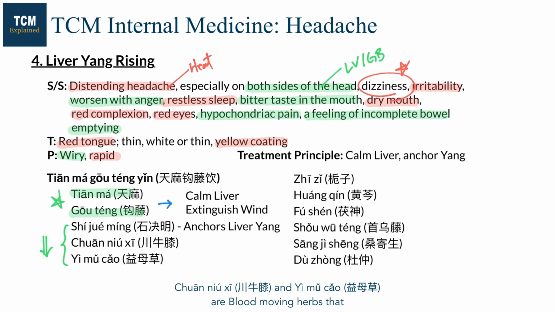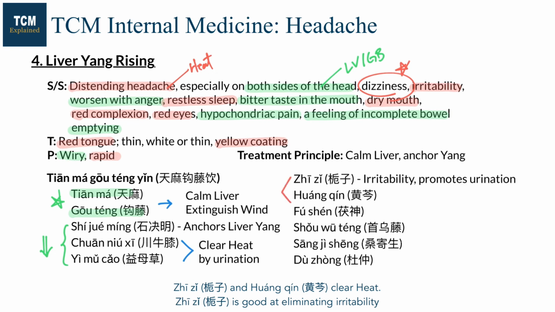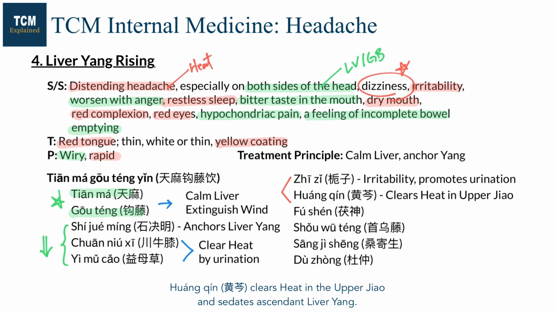川牛膝 and 益母草 are blood-moving herbs that have an action of clearing heat by promoting urination. 川牛膝 is also known to bring blood and heat downward. 栀子 and 黄芩 clear heat. 栀子 is good at eliminating irritability, and it also clears heat by promoting urination. 黄芩 clears heat in the upper jaw and sedates ascendant liver yang.